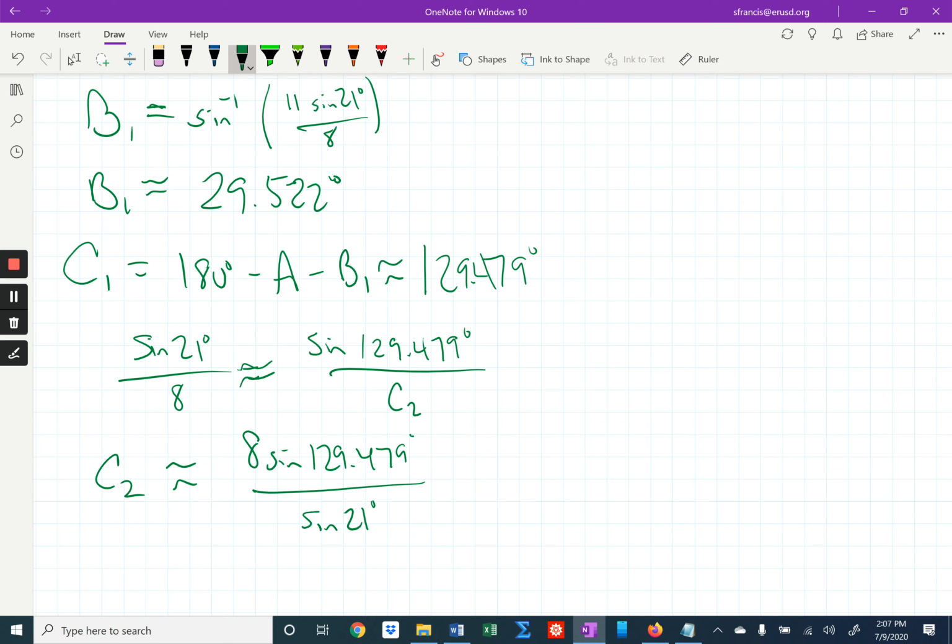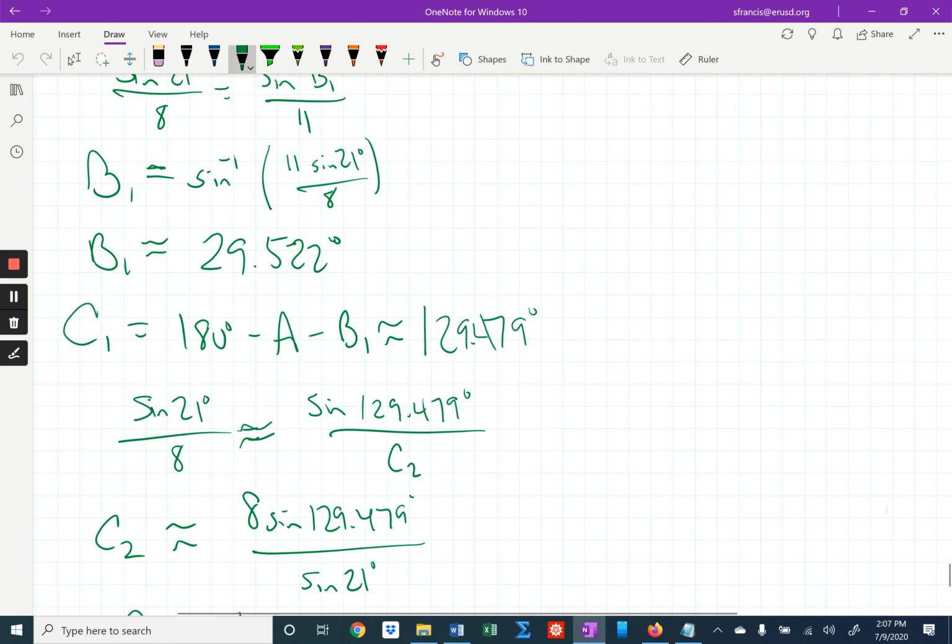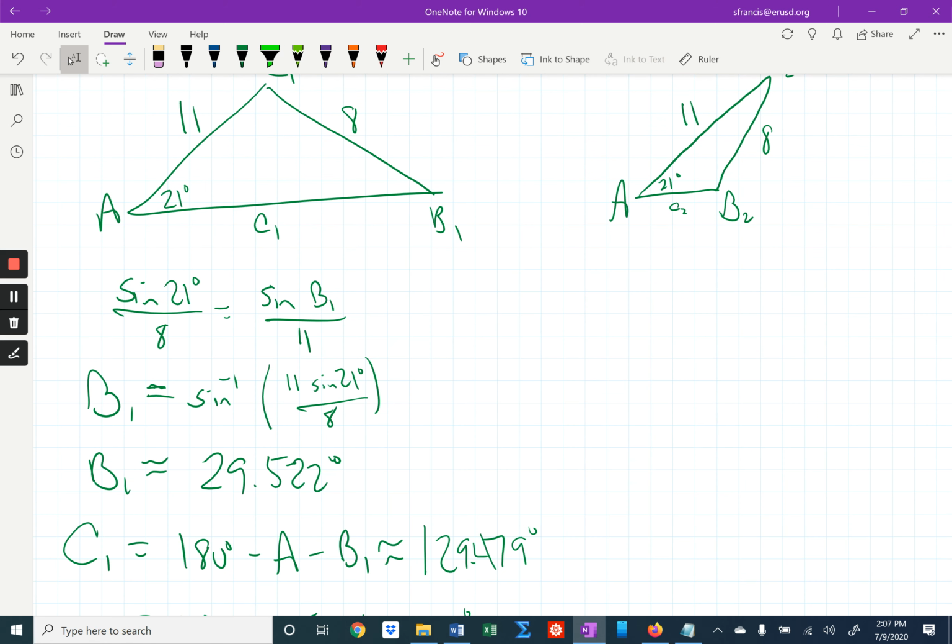Correctly, 17 point something units, whatever they are. All right, let's go back up here now.